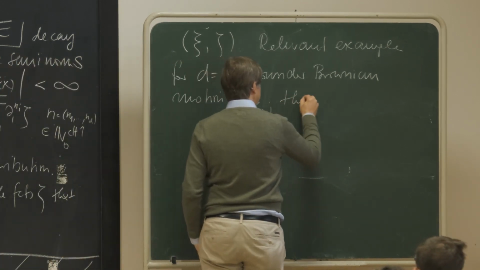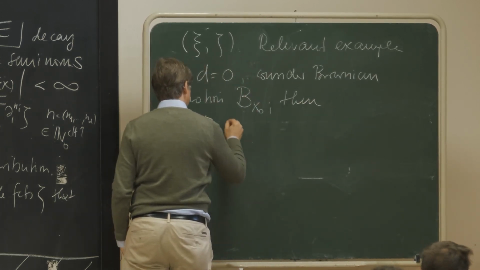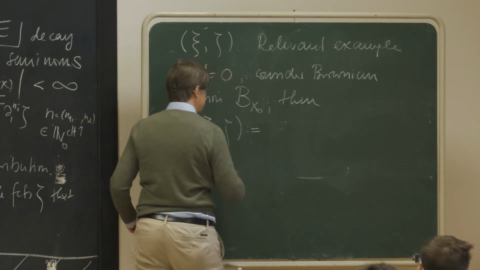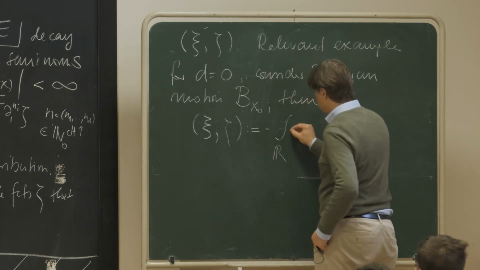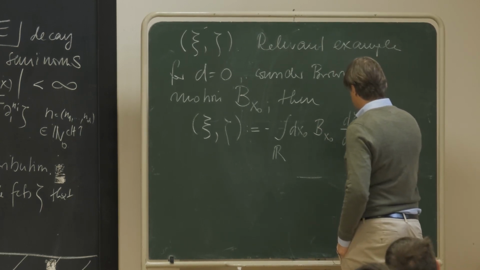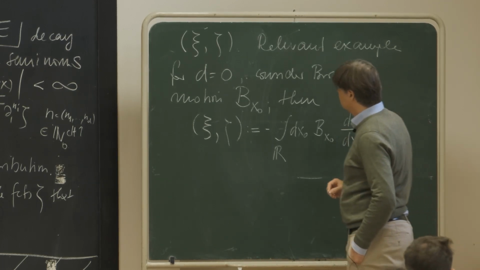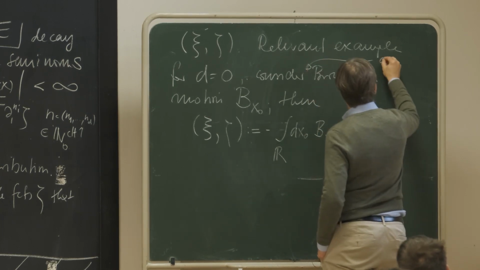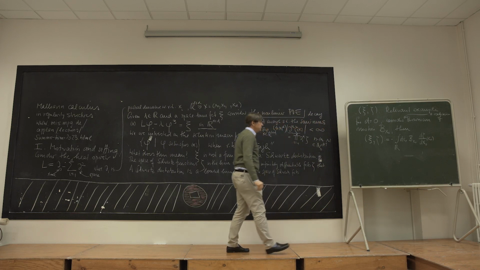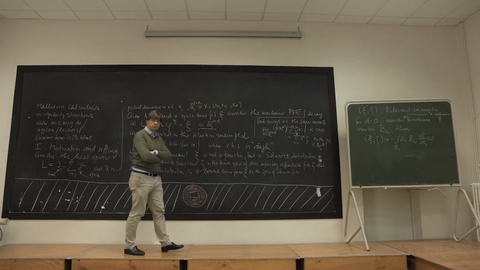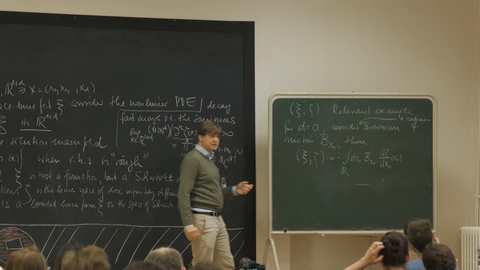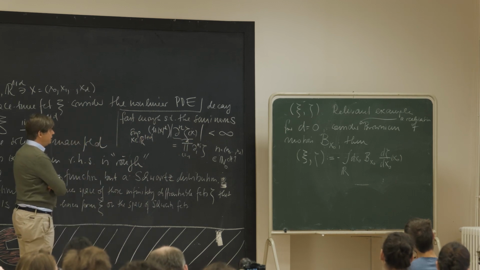Then I define a distribution xi in the following way, by setting this expression to be equal to minus the integral over time of Brownian motion against the derivative of the test function, the Schwarz function zeta. So let's consider a realization of Brownian motion. I fix some realization B0 of Brownian motion, and I claim that this defines a distribution. Obviously this defines a linear form; the expression I wrote down is linear in zeta. That goes without saying. Now, why is it bounded?